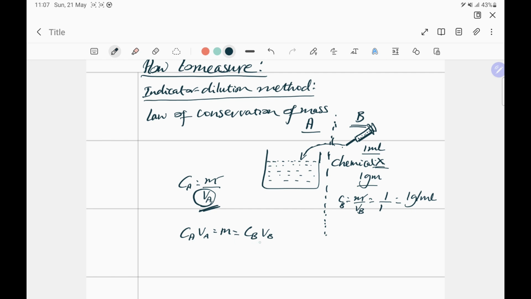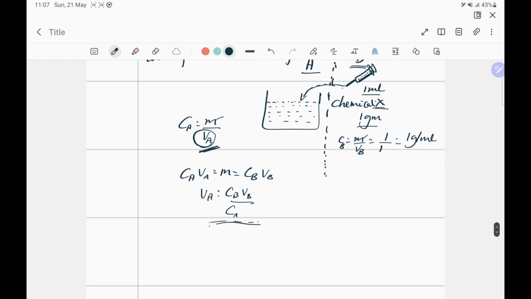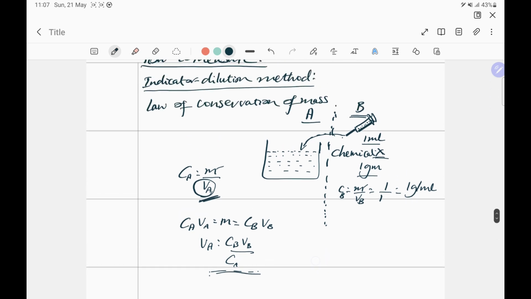So that means now I know that there is a certain volume of VA which I'm not aware of right now. But when I cross multiply this and bring the CA down here, I'm going to get the volume of A, so of compartment A. And this is the principle of the indicator dilution method.